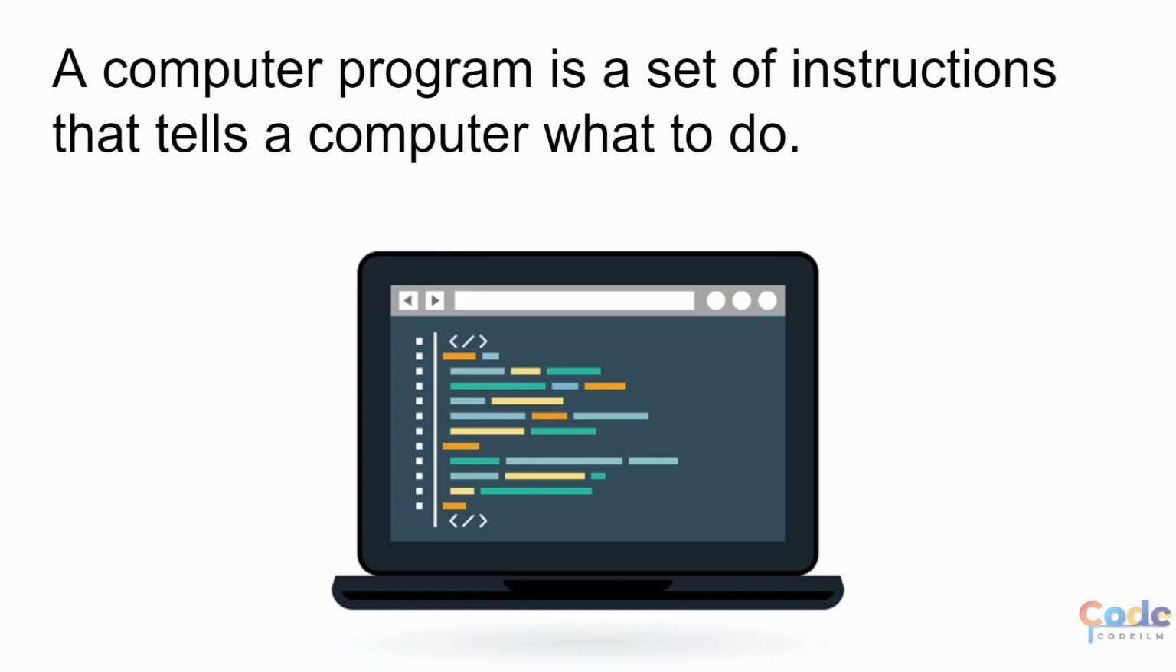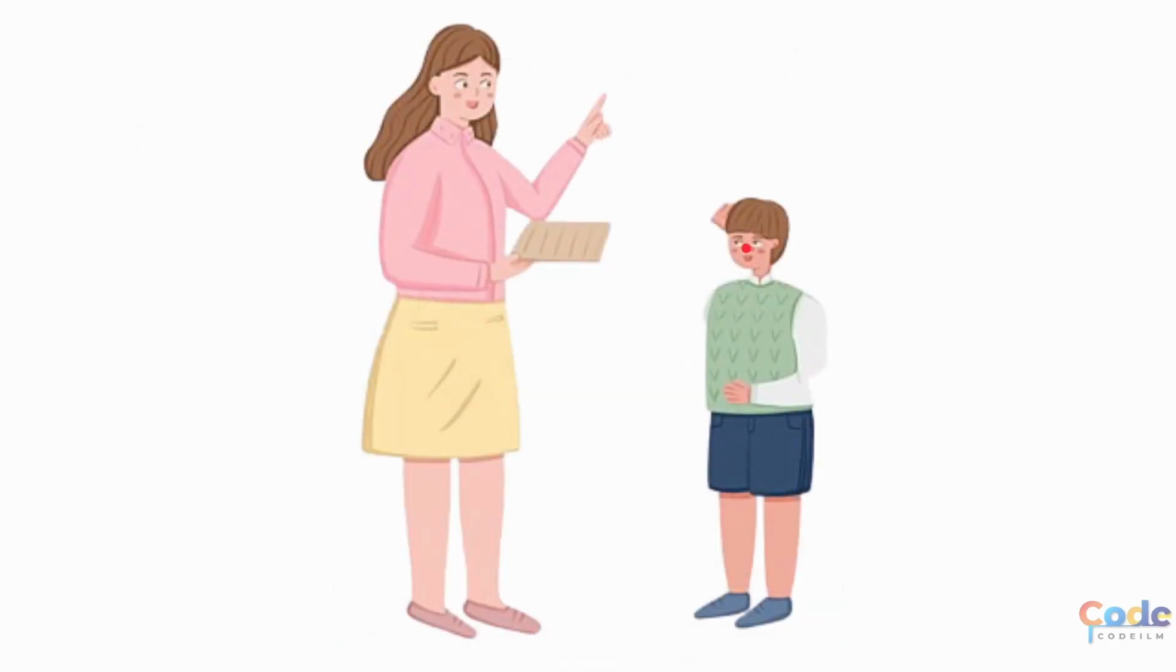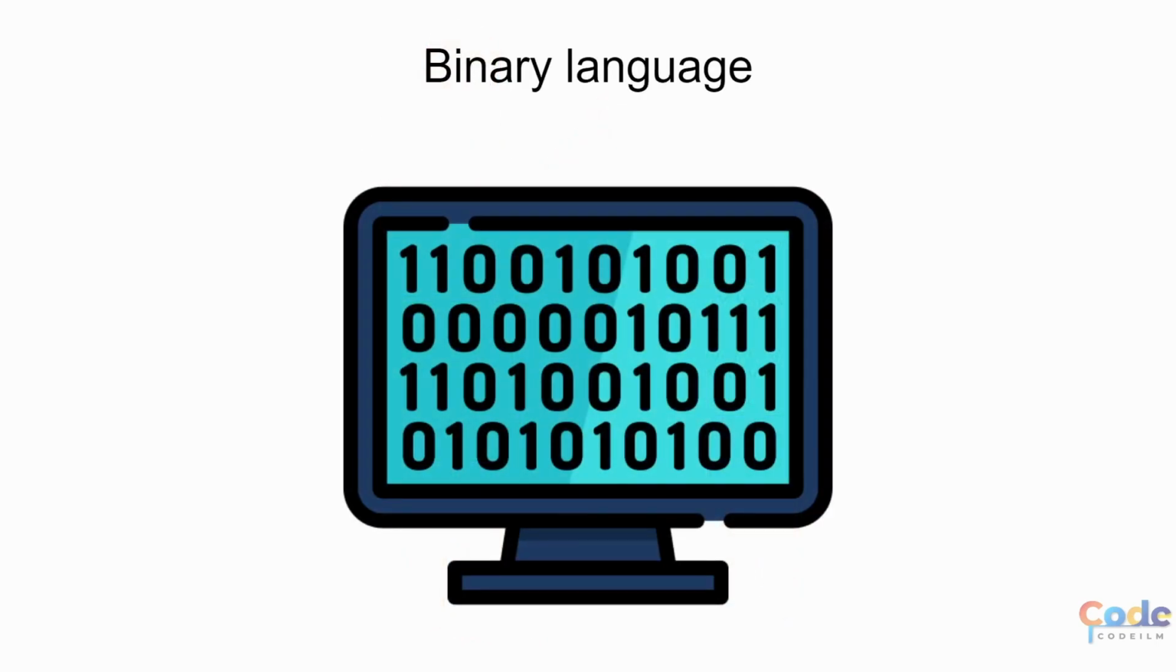But the question is, how can we provide instruction to the computer? For example, if we want to instruct someone to make a coffee, then we will provide instruction in a language that can be understood by that person, right? So if the person understands the English language, then we need to provide the instructions in English. Does the computer understand our language? No, not at all. Computers don't understand human language. So we need to provide the instruction in a language that can be understood by the computer.